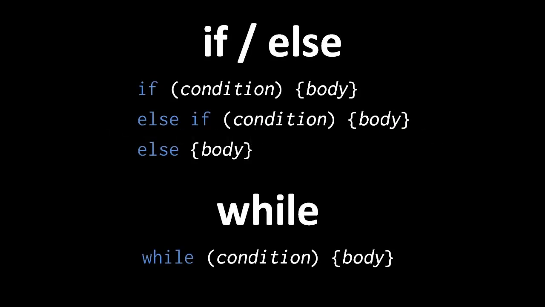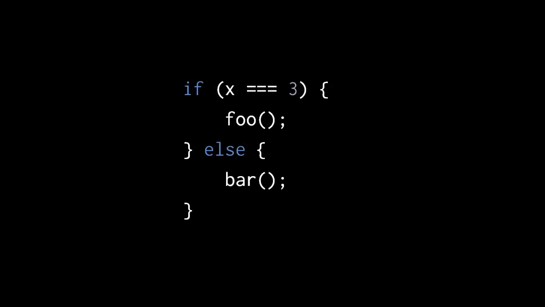If, else, and while in JavaScript differ only in syntax from their counterparts in Pidgin. The conditions must always be written enclosed in parentheses, and the bodies are always written enclosed in curly braces. Also note that there's no reserved word elif. Instead, you write else space if. So for instance, here we have an if-else with a condition x equals 3, and so when x does not equal 3, the function foo is called. Otherwise, the function bar is called.